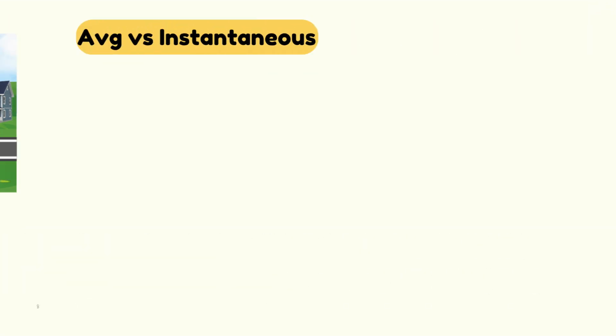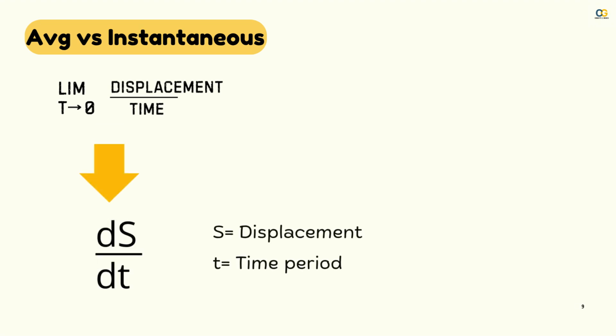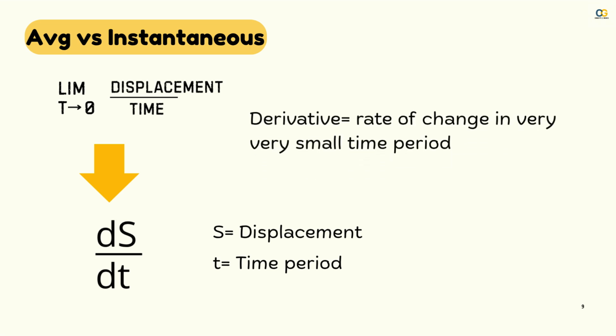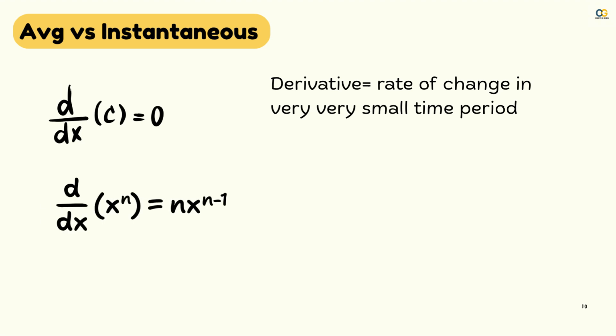tends to 0. Limit t tends to 0 of displacement by time, in the language of calculus, can be written as derivative, which measures the rate of change in a very small time period. There are some standard formulas of derivatives which help us calculate the derivative, such as derivative of a constant is 0, derivative of x power n is n into x power n minus 1.